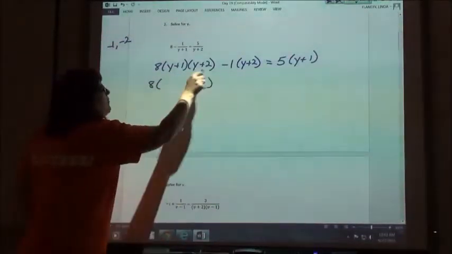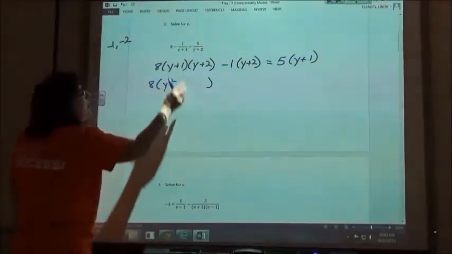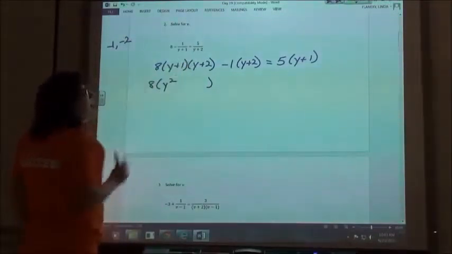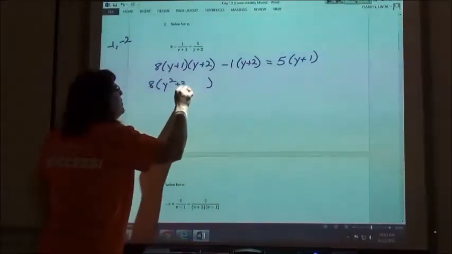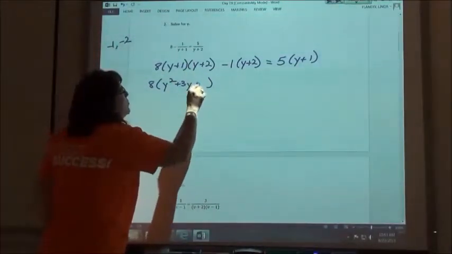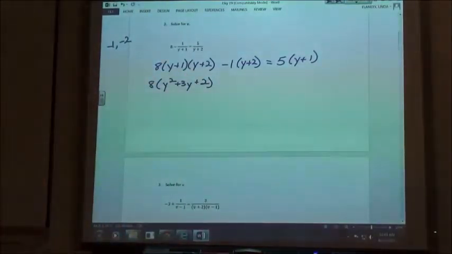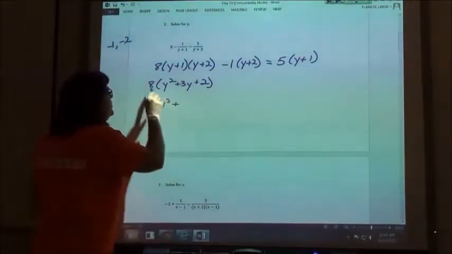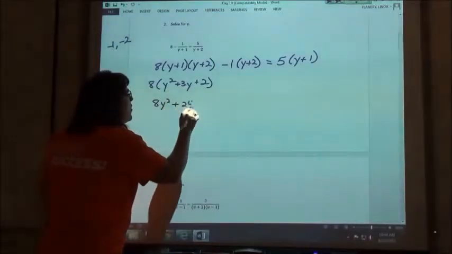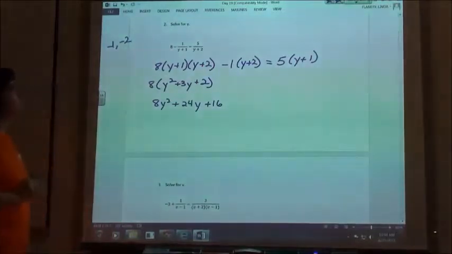So again, I'm going to FOIL that out first. Y times y is y squared. My outside plus my inside would be 2y plus 1y, so I'm going to have 3y in the middle. And then 1 times 2 is 2. So 8y squared plus 8 times 3 would be 24y plus 8 times 2 is 16.